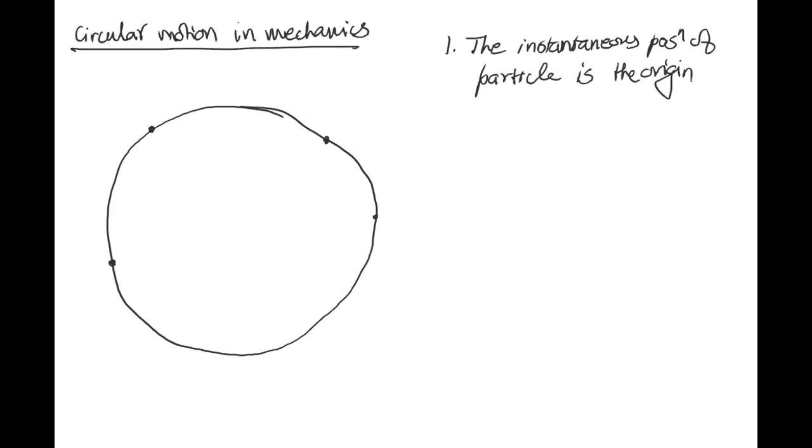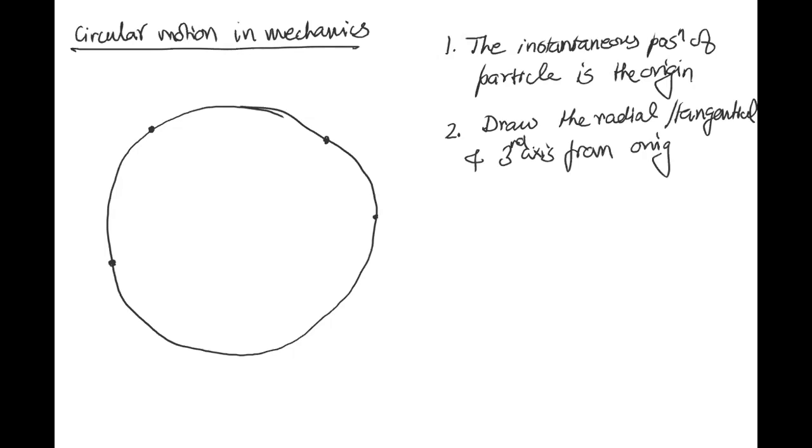I'll tell you this in a moment. Second step is that you draw the radial, tangential, and the third axis from the origin. Now I've written radial, tangential, and third axis. In reality, of course, you'll be able to draw only two. However, I will give you questions where all the three axes will be involved, and of course, in that question, you will not be able to solve.